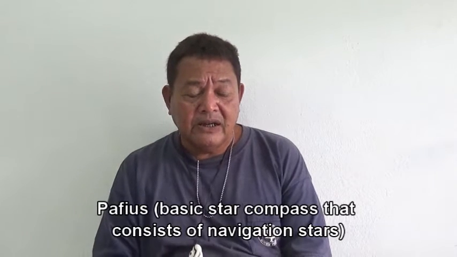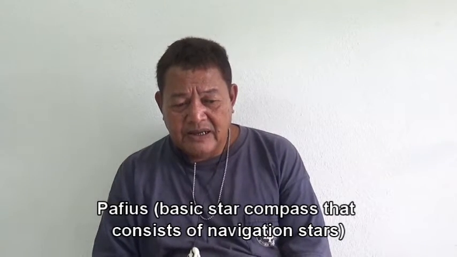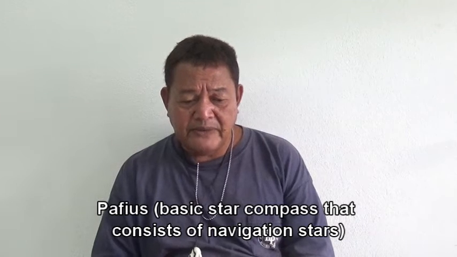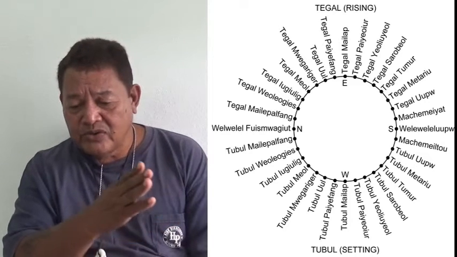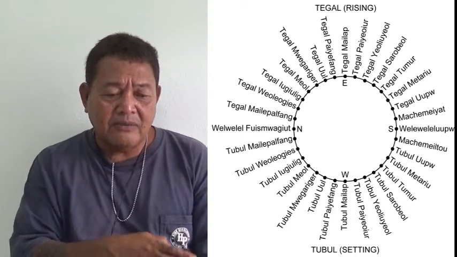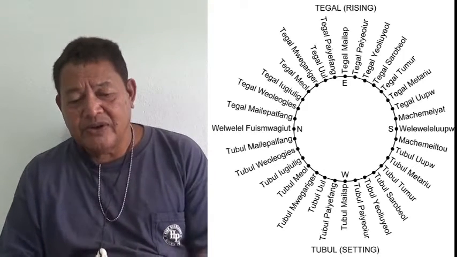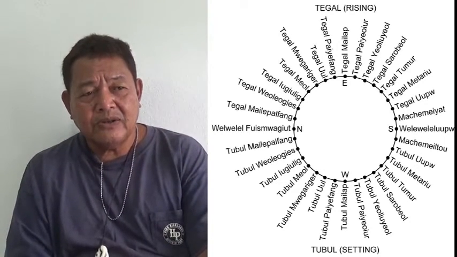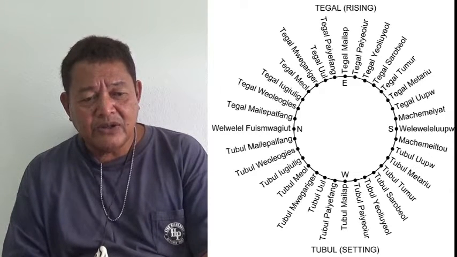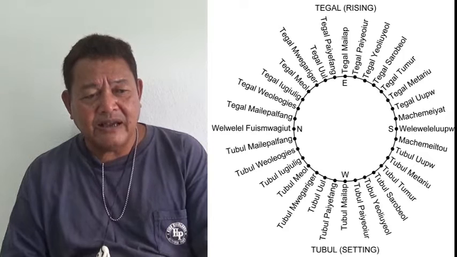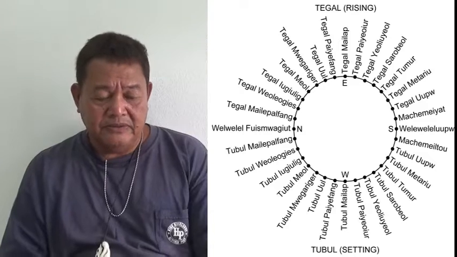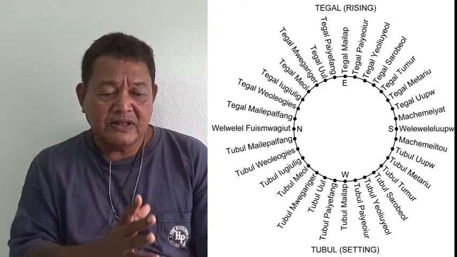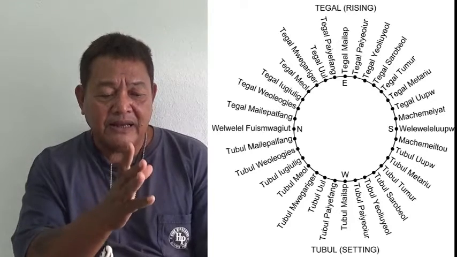So the first topic that I'm going to talk about is the naming of all the navigational stars. As for us, in the traditional way, we always start from the east. We go from the east to one side and around the star compass all the way to reach the east again. We make sure our students learn the names of all the navigational stars that we are using. So when we start out, we tell them the names of the stars starting from east, which is Mailap.